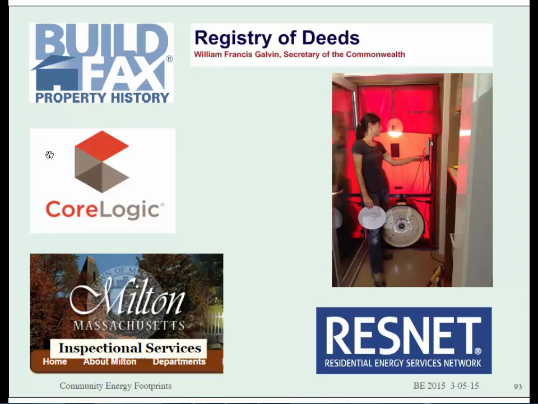So there are large data aggregators, CoreLogic, an enormous aggregator of data. These are sort of the for-profit businesses. There are also public resources, Registry of Deeds, local building departments. ResNet has now opened up its database of HERS ratings, the existing HERS ratings nationwide. Noticeably absent from the data set are energy bills. For the most part, you can't get them, and we really don't need them. And here's why.